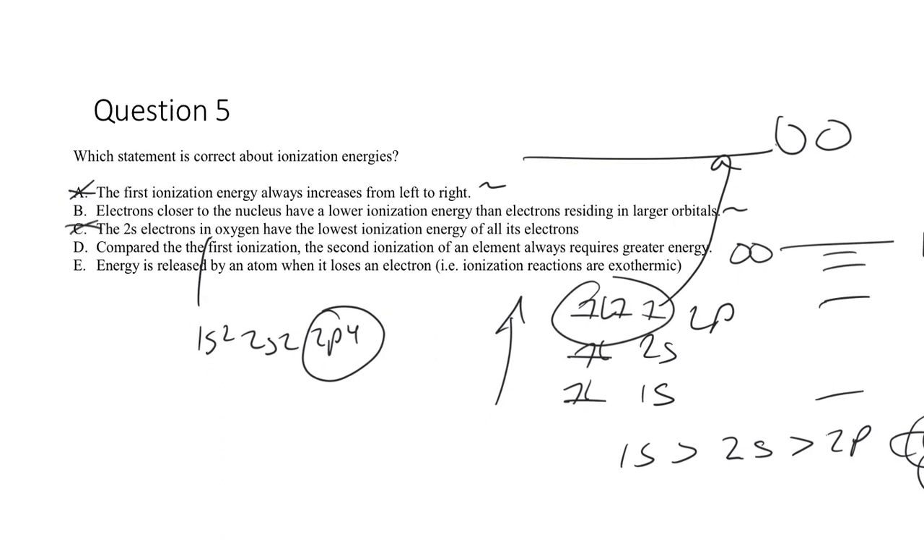So C sounds incorrect. D, compared to the first ionization energy, the second ionization always requires greater energy. That is certainly true. So I'm thinking D's the right answer. I need to come back to B on why I thought it was right. So we'll come back to B in a minute, but let's look at E. Energy is released by an atom when it loses an electron.